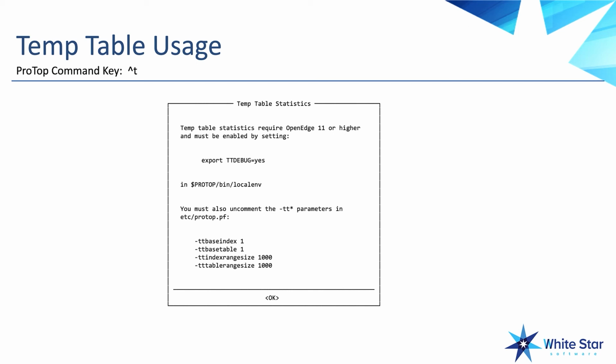And the first time that you do it, you'll type Control-T and you'll find out that it's not enabled by default in ProTop. You have to actually set this environment variable, ttdebug, and you have to make sure that the appropriate startup parameters for your session have been set. Now, within ProTop, it's not necessarily all that interesting. It's not going to tell you anything about your application, but the point here is that it shows you how to instrument your application to provide this data.